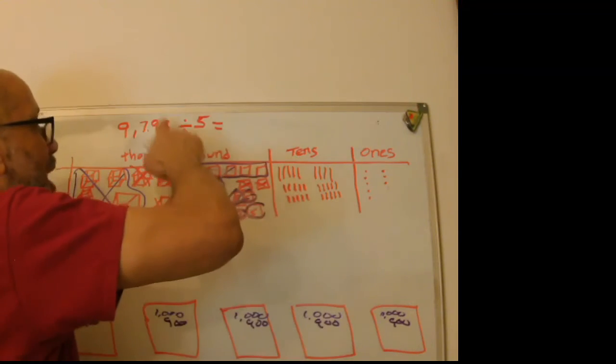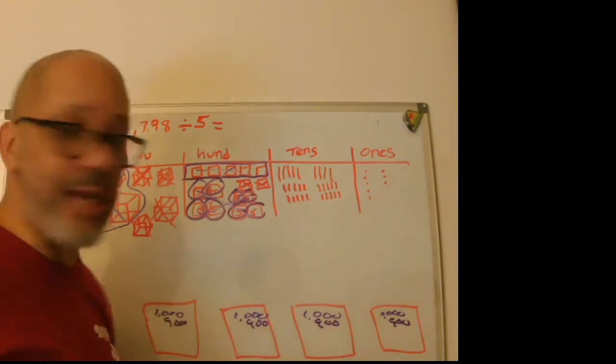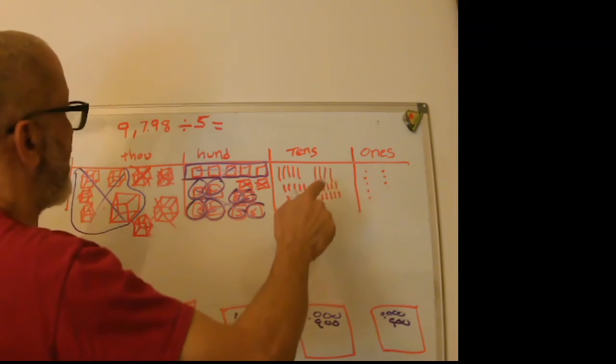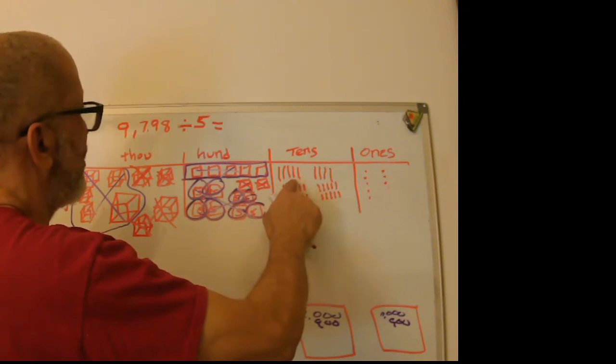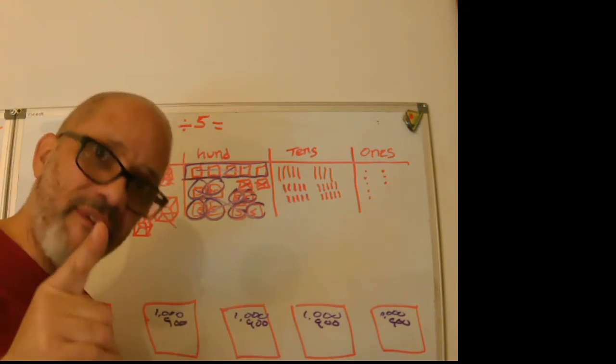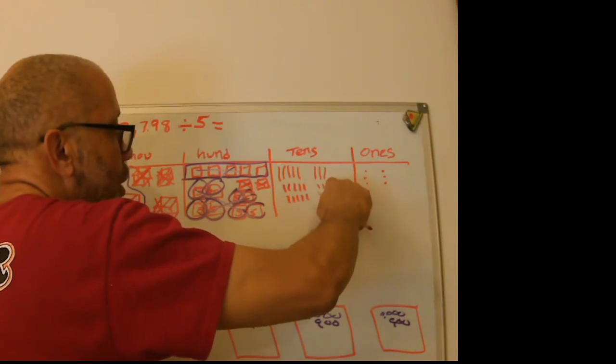We had 8 tens. We added 20. There should be 28. 5, 10, 15, 20, 25, 26, 27, 28. There's 29. 5. 1, 2, 3, 4, 5, 6, 7, 8. Oh, see, that's why you've got to check. We have 1 too many.